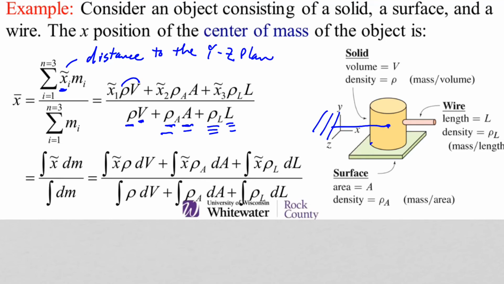Likewise, for that surface on the bottom, x tilde 2 is for that surface. Again, that's the distance to the xy plane. So that's x tilde 2. And then last we have our wire, and this is the x tilde for the wire. So that is that distance. Okay, so if we had values for all of this, we could then solve for our x bar, and we would know where the centroid was in our x distance. You can do the same thing for y and for z.